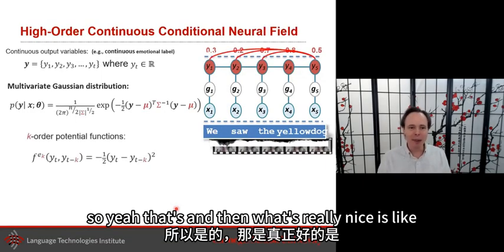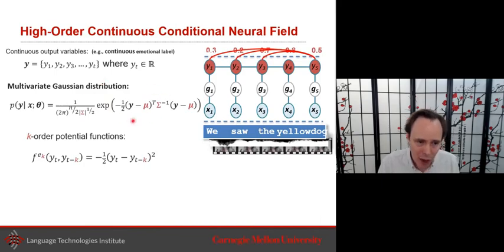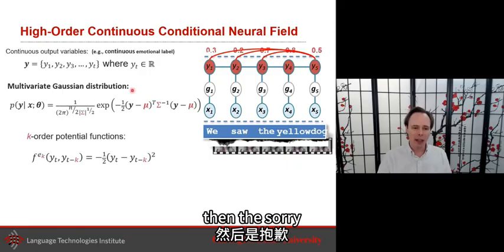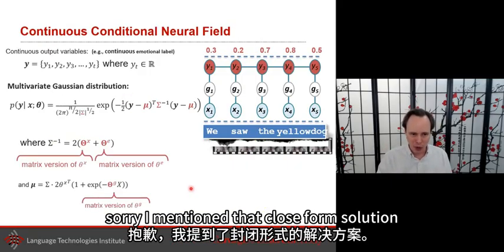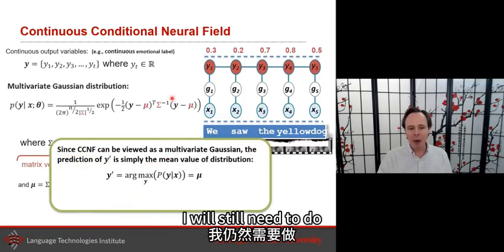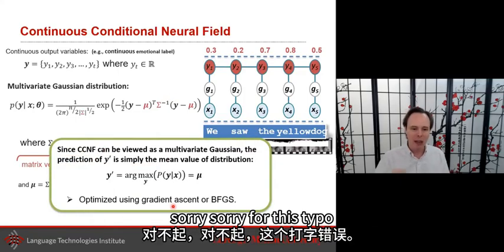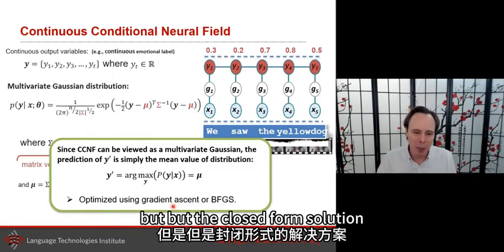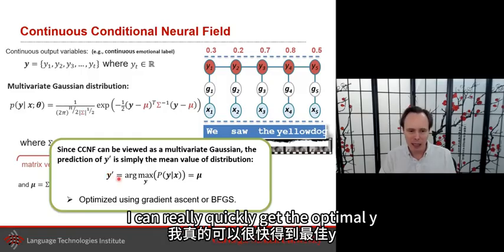And what's really nice is that as long as I can keep it as a multivariate Gaussian distribution, then earlier I mentioned that closed form solution is a closed form solution for the inference of the probability. I will still need to do gradient descent at optimization time. Sorry for this typo. But the closed form solution is for the inference. So I can really quickly get the optimal Y.